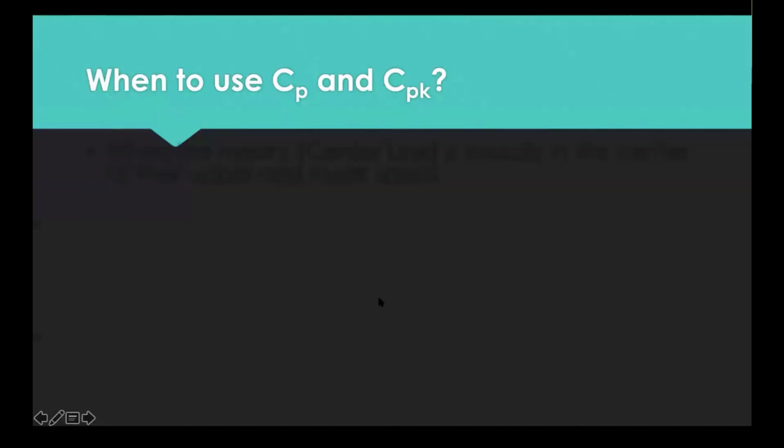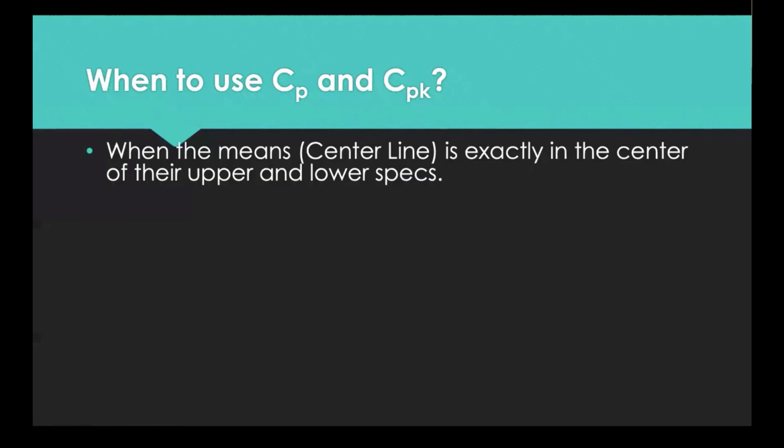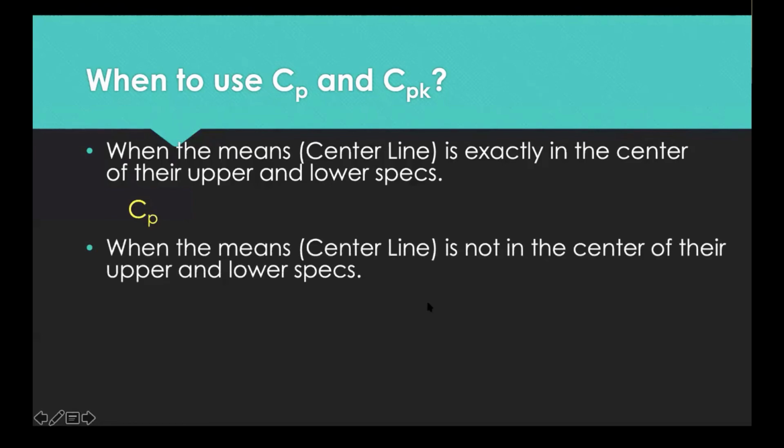So then, when to use Cp and Cpk? When the mean is exactly in the center of the upper and lower specs, then they are the same. With Cp and Cpk there will not be much difference and you don't really have to use both. However, when your mean is tilted to the left or to the right, then you need to use Cpk and Cp both to see whether the process is centered around the mean that you are aiming for. So that's the time you're going to use Cp and Cpk. When the mean is not in the center of the upper and lower specs, then you want to use Cpk.